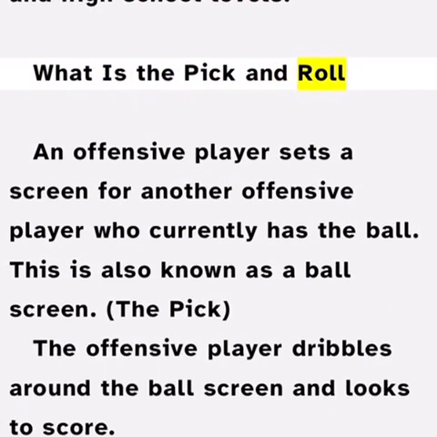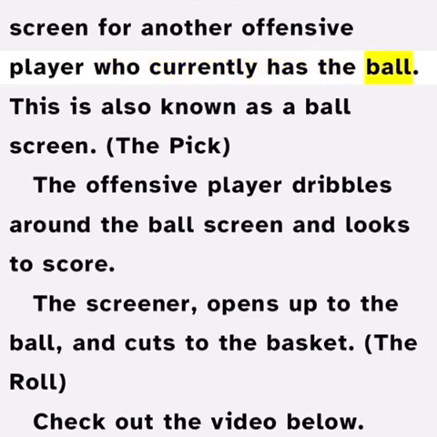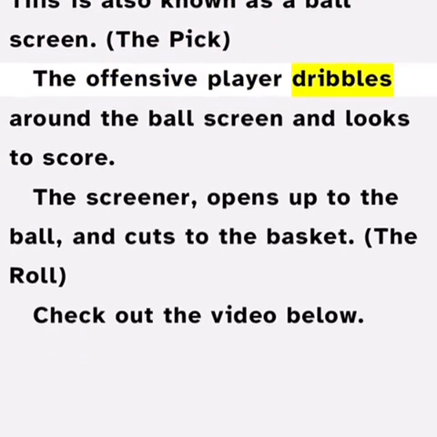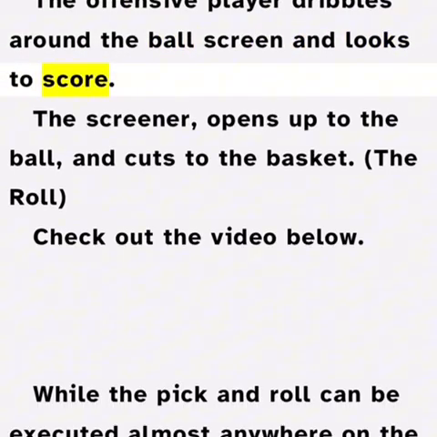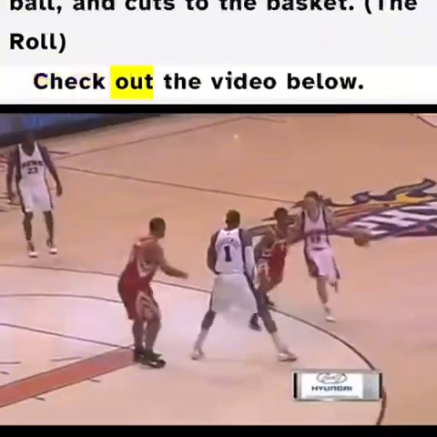What is the pick and roll? An offensive player sets a screen for another offensive player who currently has the ball. This is also known as a ball screen. The pick: the offensive player dribbles around the ball screen and looks to score. The screener opens up to the ball and cuts to the basket. The roll. Check out the video below.